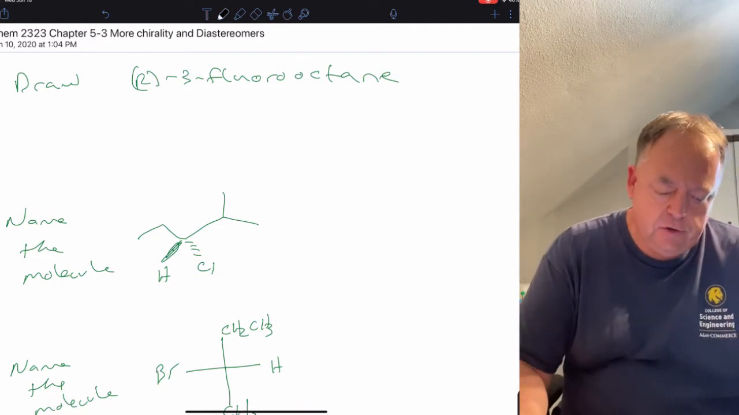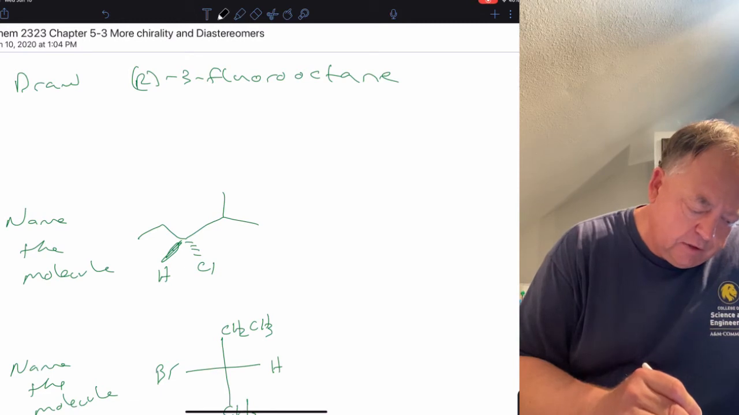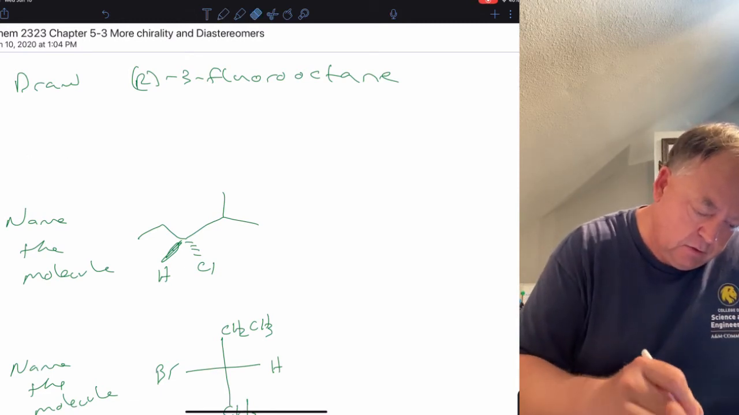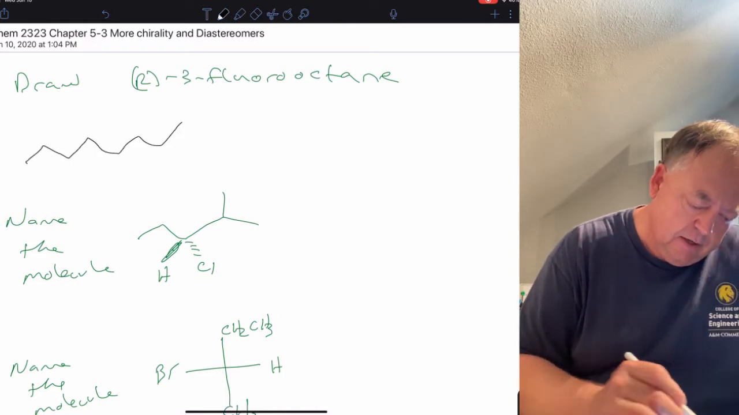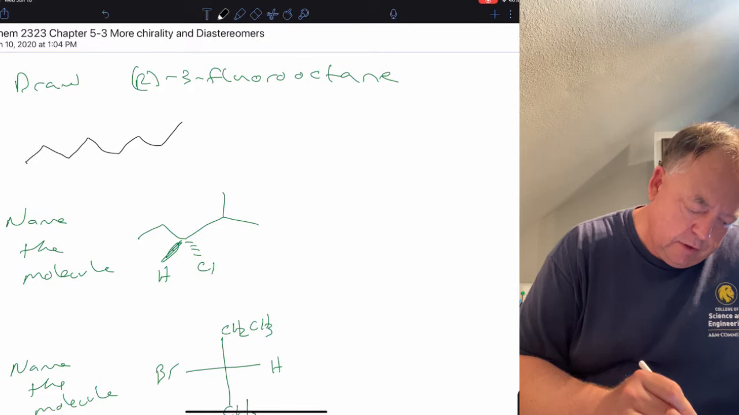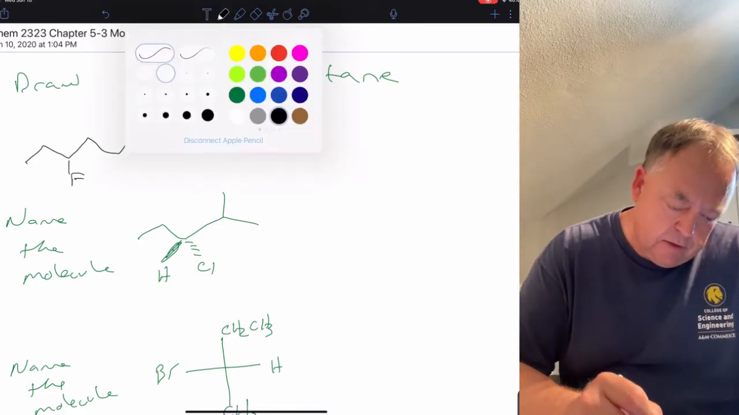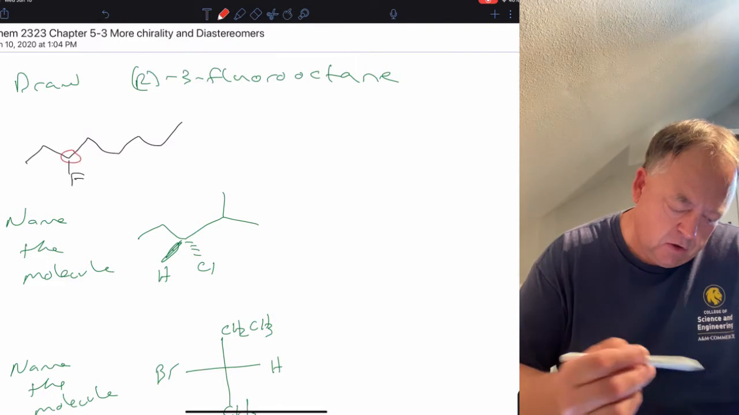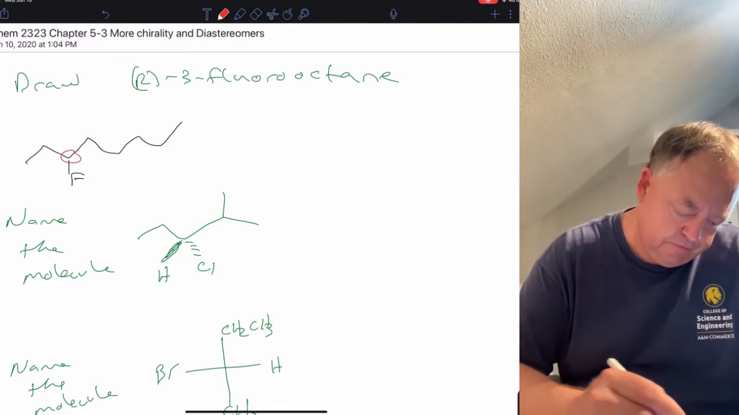So maybe I ask you to draw a molecule. Draw R-3-fluorooctane, for example. The easiest way to approach this, so let's draw 8 carbons. 1, 2, 3, 4, 5, 6, 7, 8. And carbon 1, 2, 3 has a fluorine on it. Of course, if you recognize that carbon is chiral, so that's what the R pertains to.